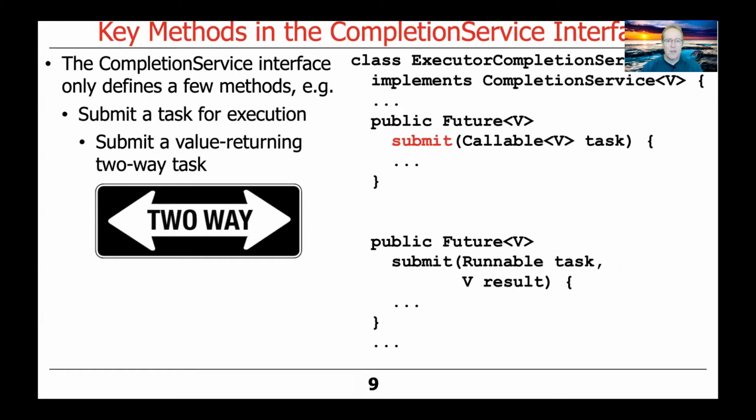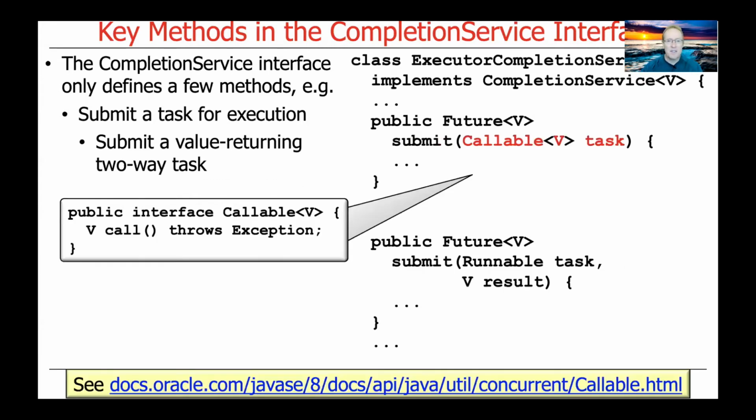The first method can be used to submit a value returning two-way task. And this is done by using a callable. And the callable parameter, as you probably remember from the executor service discussion, essentially allows you to give some work to do, and then it returns a value as a result of doing the work. So you can see here that the interface for callable has a call method that returns a generic type V. So you can pass a value back. And of course, the value's result will come back through the completed future through the Executor Completion Service's completion queue, as we'll see in just a moment.